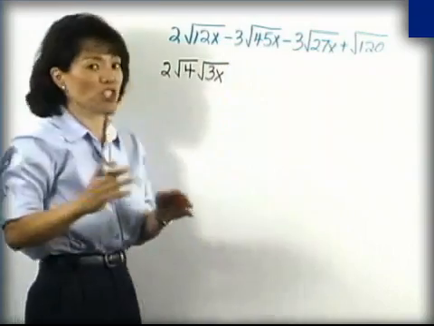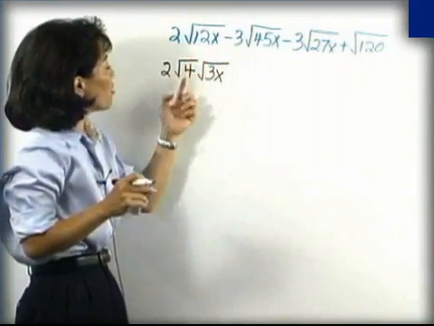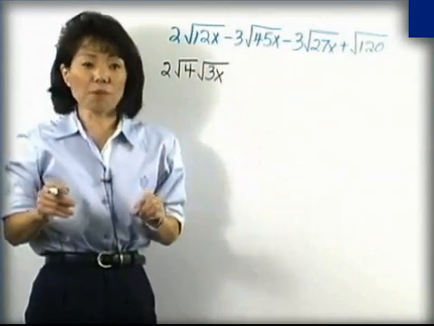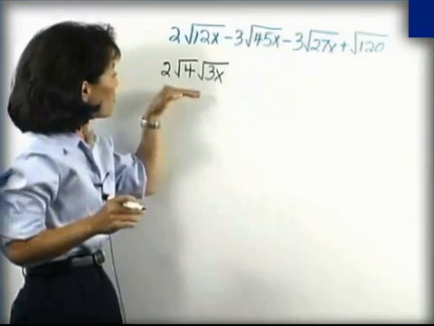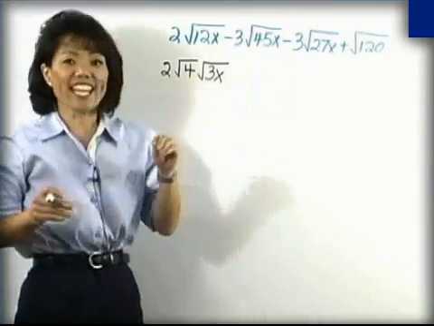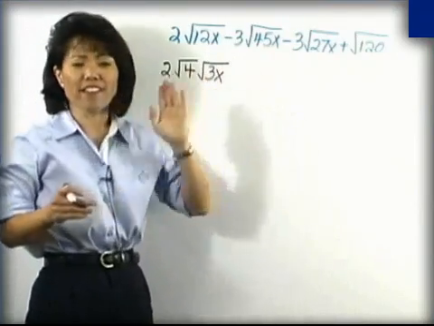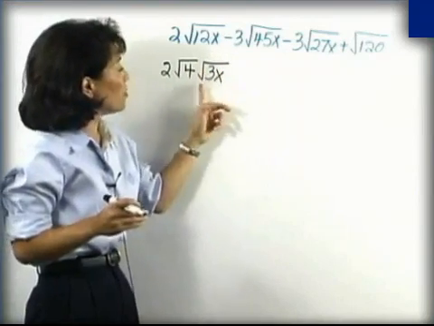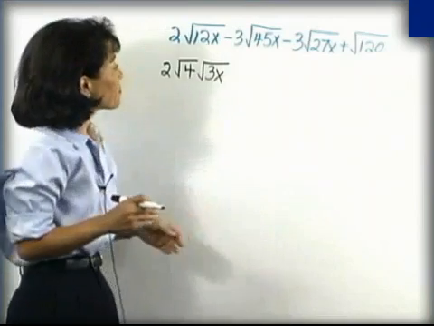Now, if you're a bit confused, let me show you where this came from. 12x is 4 times 3x. Why did I choose to separate it in this particular fashion? The reason is because the square root of 4 is a perfect square. It's 2. The square root of 3x is not a perfect square, and I know it's going to stay under the radical, so that's why I put the 3 and the x together under one radical sign.